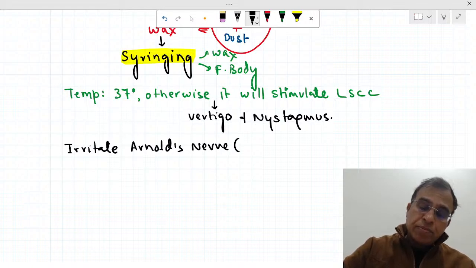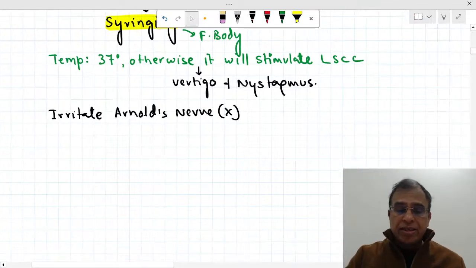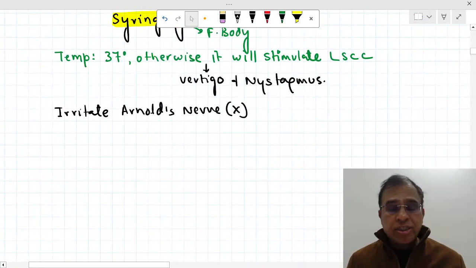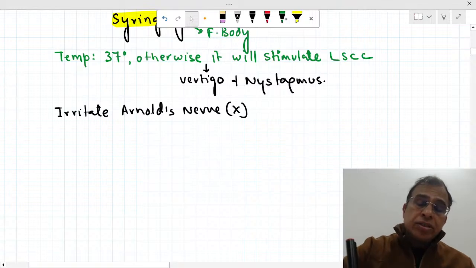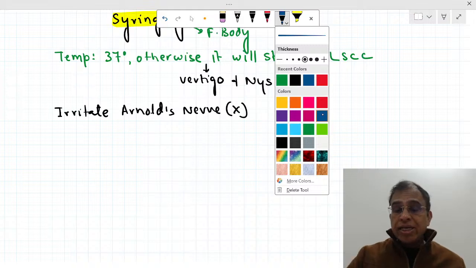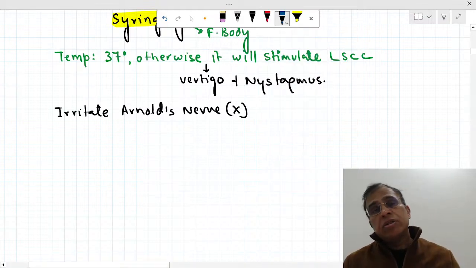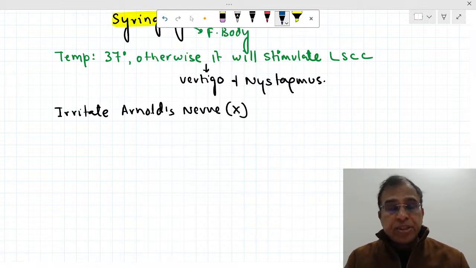It's a very important nerve. Arnold's nerve is a branch of the vagus, the 10th nerve, that supplies the canal. Arnold's is a very popular nerve in the canal, and most medical students know this name. The longest cranial nerve in the human body is the vagus nerve. We all know it. Right from the brain, it goes right up to the GIT. It's a long nerve.